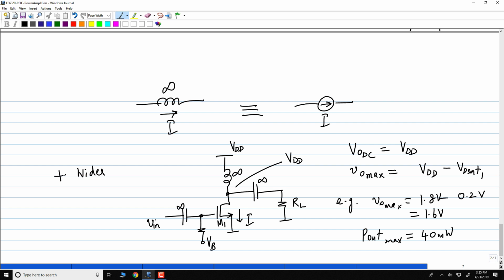So the pluses for this circuit: wider bandwidth, larger swing and P out. Okay, any other pluses? Of course it has slightly lesser gain, but that's okay, right? You live with that. It has so many other positives that this thing is not a big problem at all. Okay.